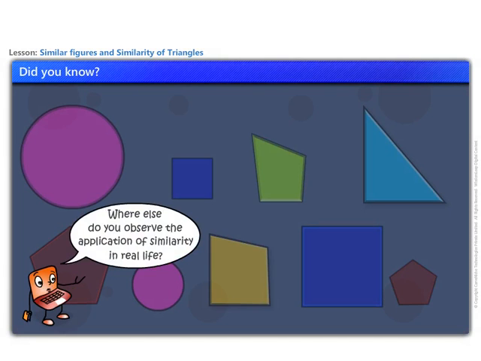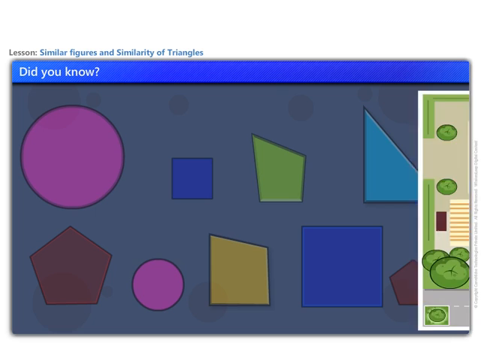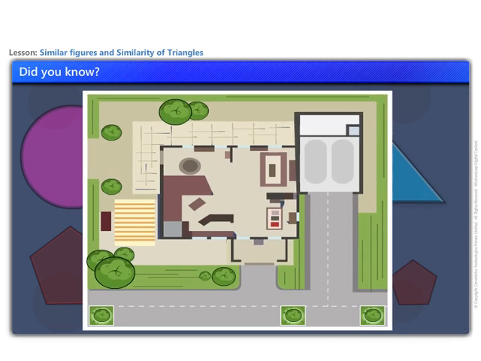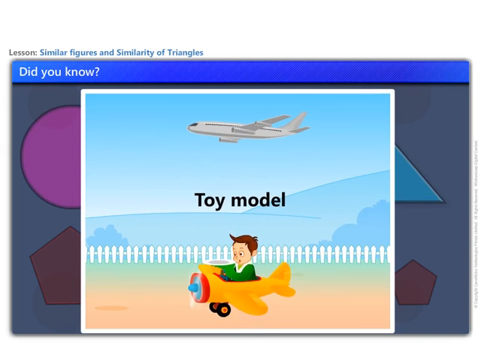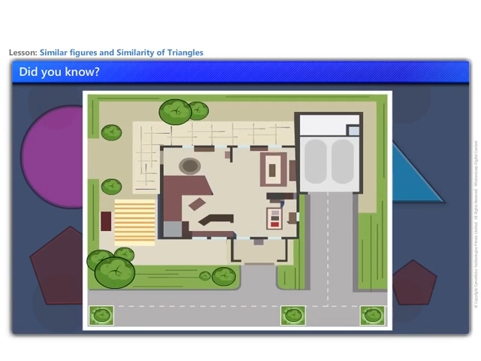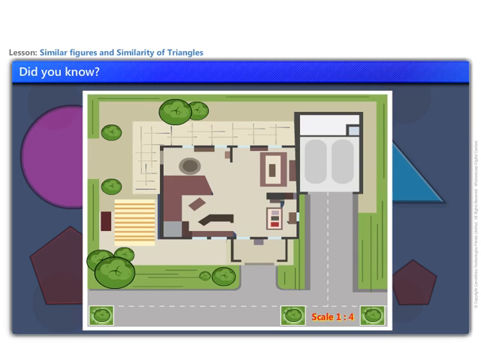Where else do you observe the application of similarity in real life? In real life, we observe that the concept of similarity is the basis for scale drawing in architecture and engineering, and for scale models such as toy model airplanes. Architects use scale drawings to design houses, hotels, etc. The following floor plan is an example of a simple house design, originally drawn at a scale of 1 by 4, where every 1/4 of a drawing unit would represent 1 foot in the actual house when it is built.